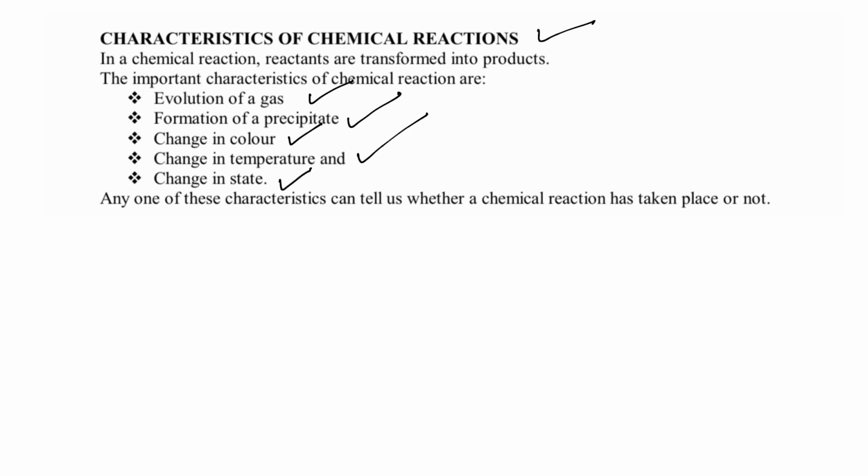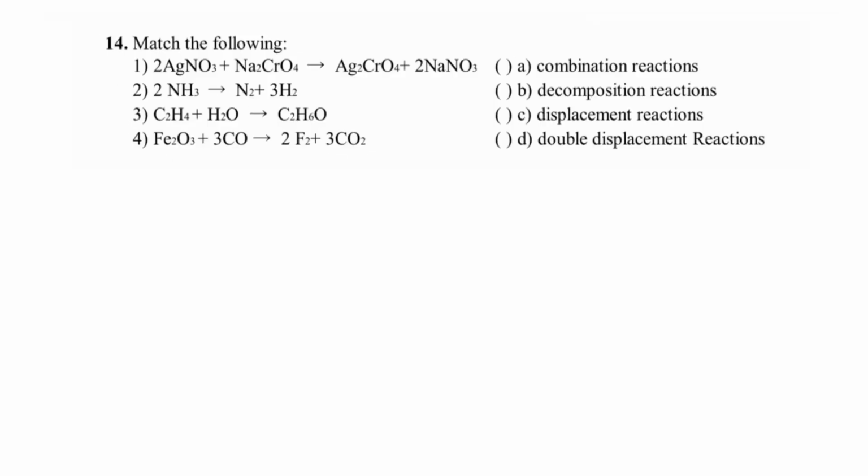What are the changes which we can observe during a chemical reaction, or what are the characteristics of a chemical reaction? Remember these points. Okay, these are the changes you can observe during a chemical reaction. Any one of these changes will be there during a chemical reaction. Sometimes more than one change you can see. Evolution of gas, formation of precipitate, change in color, change in temperature, and change in state. Okay. This is an easy question.